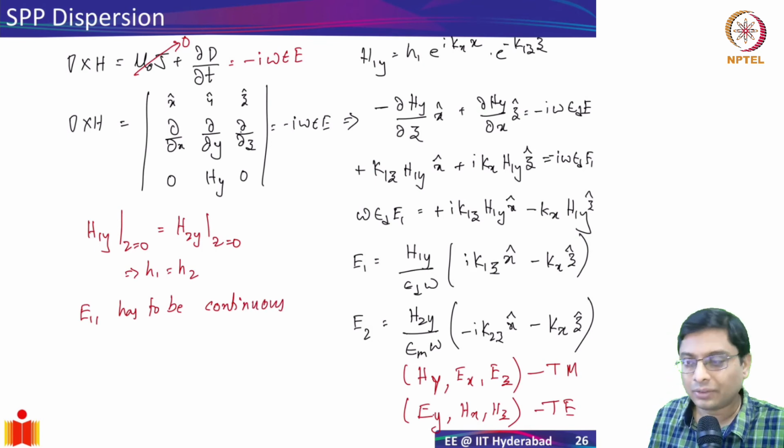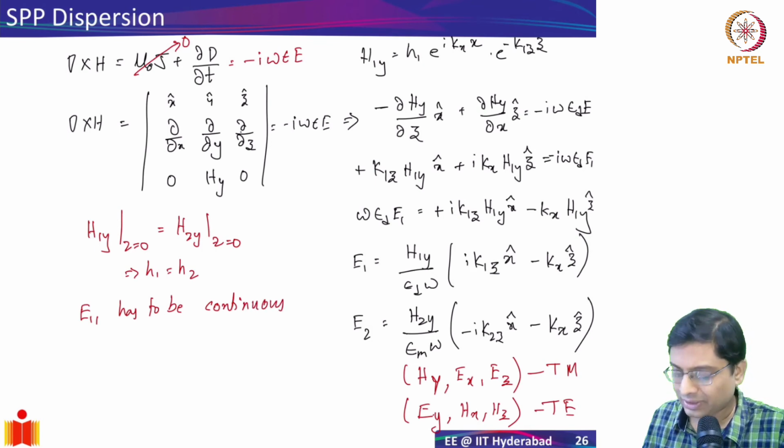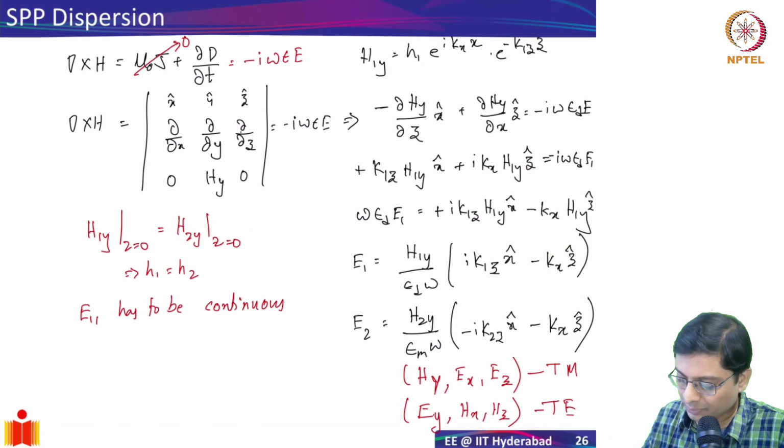What does it mean? Well, your electric field has to be the tangential component. The Z is a normal component, so we don't need to worry about that. But the tangential component has to be continuous. That means there is an i here, there's a minus, there's K1Z, K2Z. Let me simply remove the omega parts and write only in terms of K1Z.